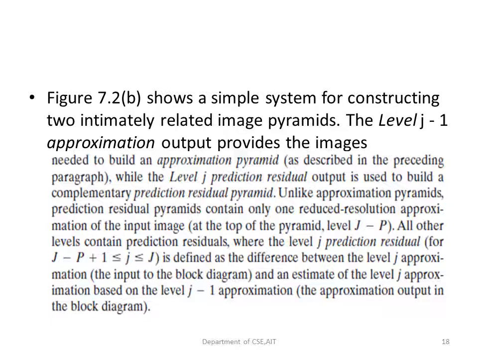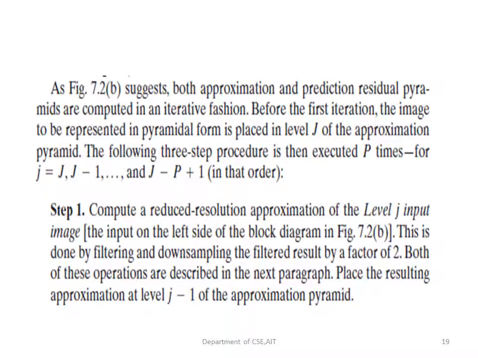The figure also suggests that both the approximation and prediction residual pyramids are computed in an iterative fashion. Before the first iteration, the image is represented in pyramidal form and placed at level J of the approximation pyramid. A 3-step procedure is then executed P times, for j equal to capital J, then J minus 1, and up to J minus P plus 1, in that order.